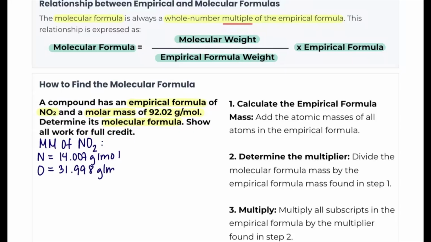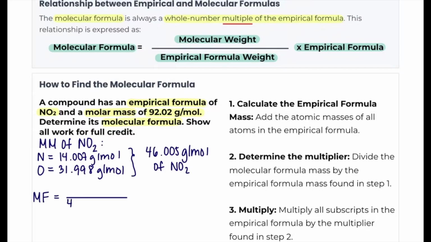Adding that number to the molar mass of nitrogen, we end up getting a total molar mass for NO2 to be 46.005 grams per mole. And that is the number that we're going to place in the denominator of our molecular formula equation, right? Because that's the molar mass of the empirical formula that was given to us in the question stem.